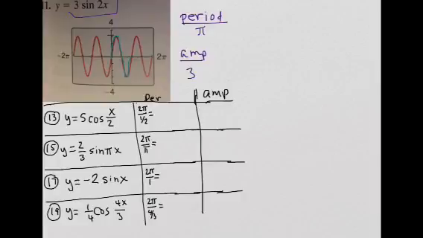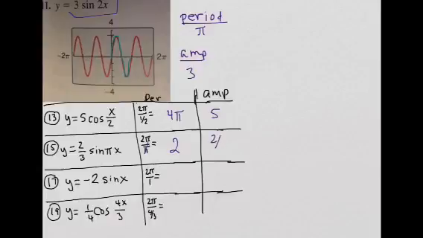Alright, so here we have 13 through 19, and they're asking for the period and the amplitude, and I've already set them up where I have 2 pi over b for each one to get the length of the period. So for 13, 2 pi divided by a half is the same thing as 2 pi times 2, so that ends up being 4 pi. The amplitude is 5. 2 pi over pi, the pi's cancel, so the period is 2.